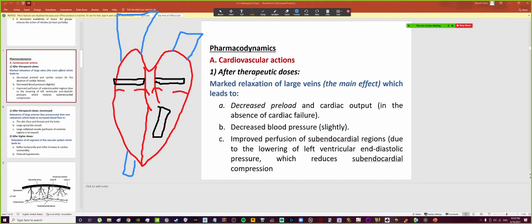Now we said before that it does relaxation of any smooth muscle, mainly the blood vessels, and it does relaxation more on the veins rather than the arteries because it has more guanylate cyclase than arteries. But it still has an effect on arteries, but mainly on the veins. First, let's look at the structure of the vein to understand this.